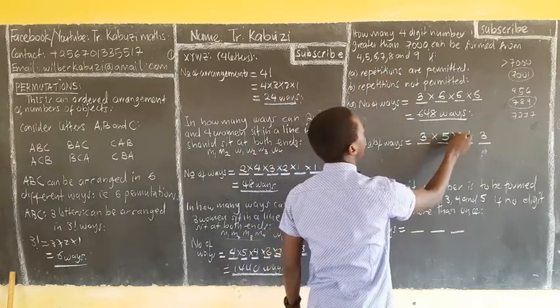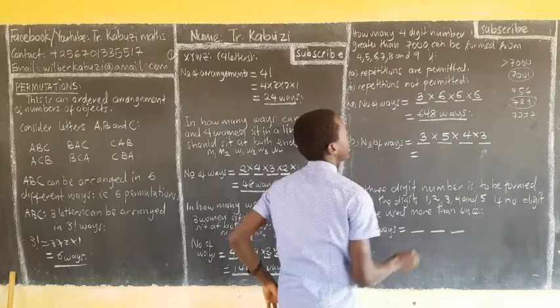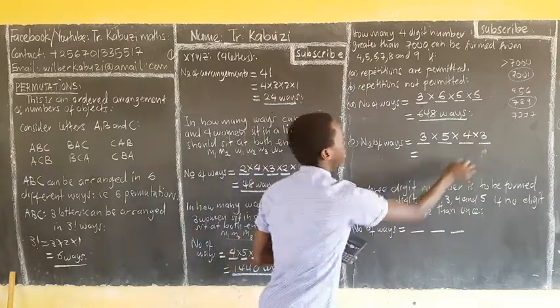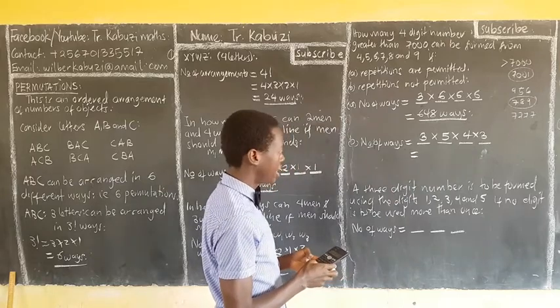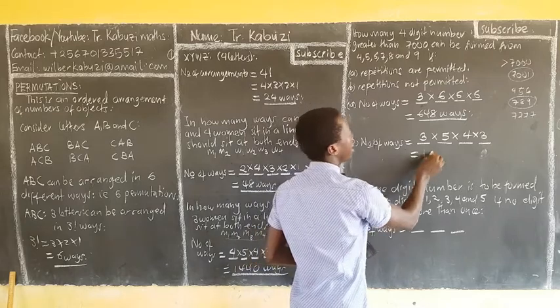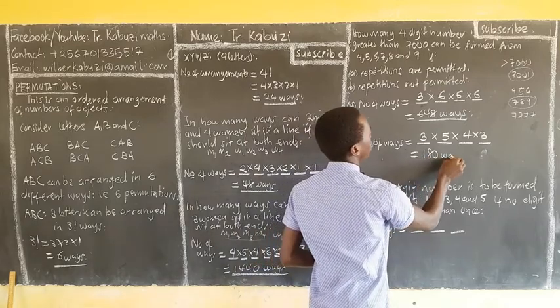Then I just multiply these ones. 3 times 5 times 4 times 3, giving us 180 ways.